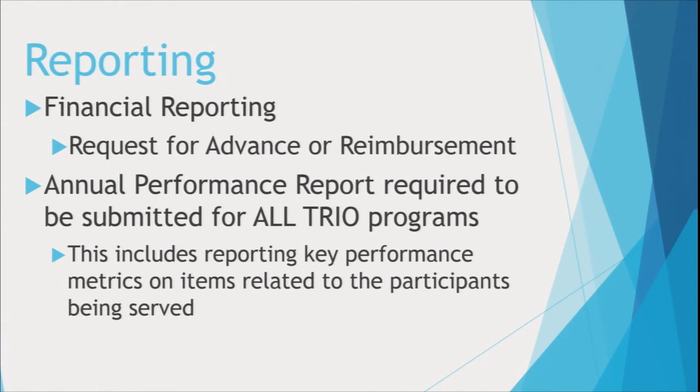Reporting is another administrative requirement that specifically impacts TRIO programs. There are 2 types of reporting requirements that TRIO programs have to comply with. One is financial reporting, and the second is annual performance reports that are required to be submitted for all TRIO programs. Financial reporting goes hand in hand with the cash drawdown requests that are made from the Department of Education and are fairly straightforward. The annual performance report, or the APR, includes reporting key performance metrics on items related to the participants being served. All of the related requirements are outlined within grant material.